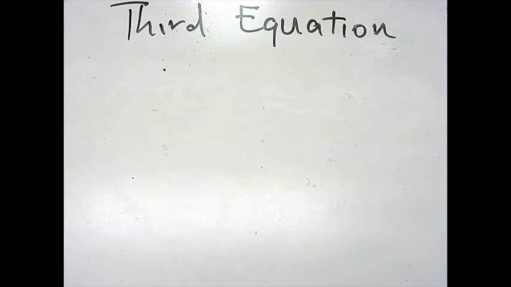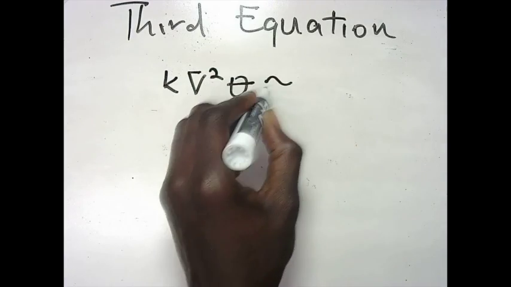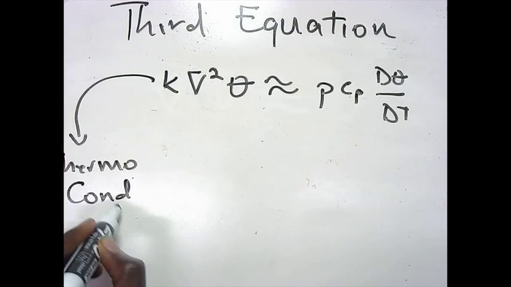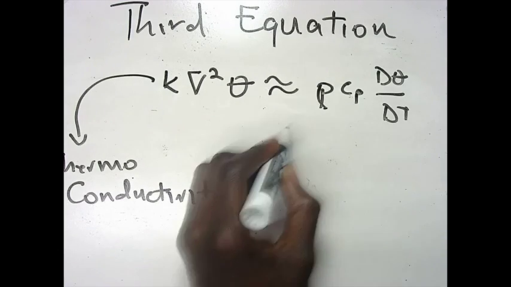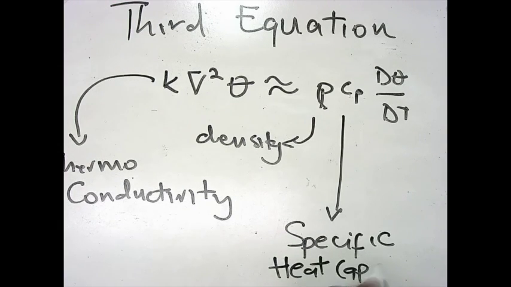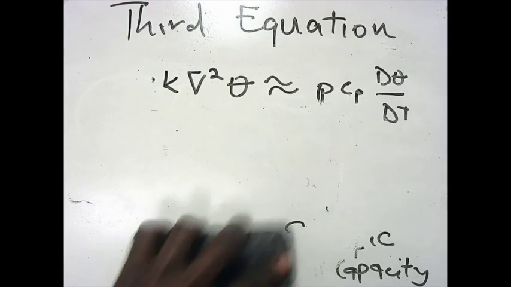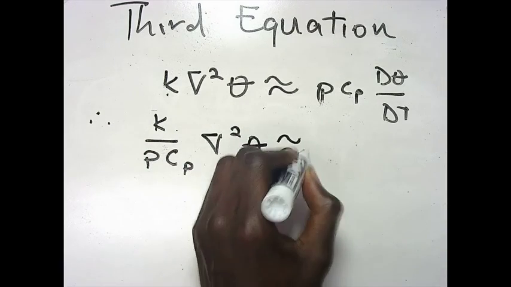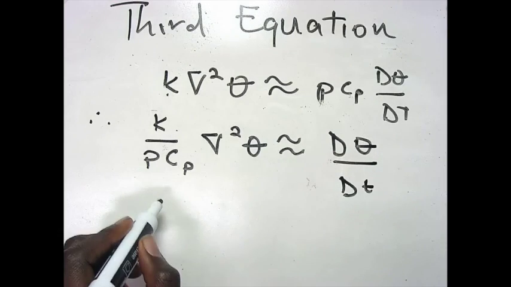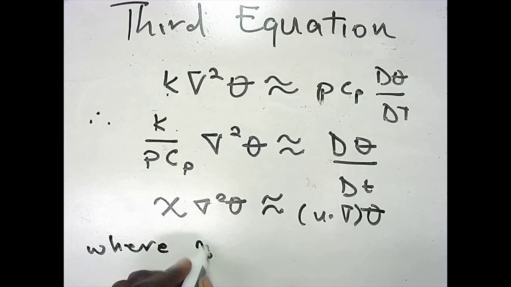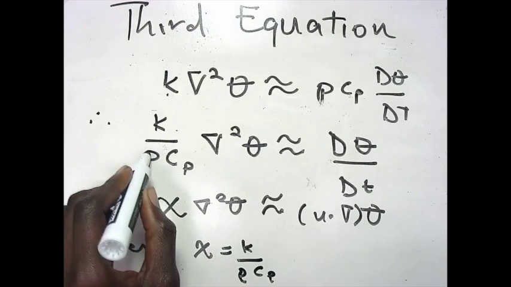For the third equation, we have that kappa times del squared of theta is approximately equal to rho times Cp times d theta/dt, where kappa is the thermal conductivity, rho, as usual, is your density, and Cp is the specific heat capacity of your fluid. We can move some of these constants around to create a new equation where kappa over rho times the specific heat capacity times del squared theta is equal to d theta/dt again. And we can rewrite kappa over rho Cp as chi, and we can approximate the other side to d theta/dt, as we have previously covered in this class.